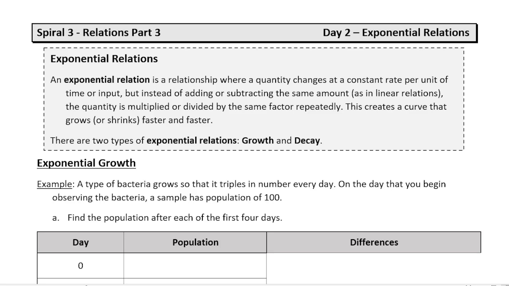Okay, so yesterday we were reviewing our exponent laws, and today we're actually going to get into the exponential relations. So if you remember, a relation is a relationship between two variables. So there's linear relations. I guess we can do a little sketch. Linear relations make a straight line, and that shows the way they relate to each other is a straight line.